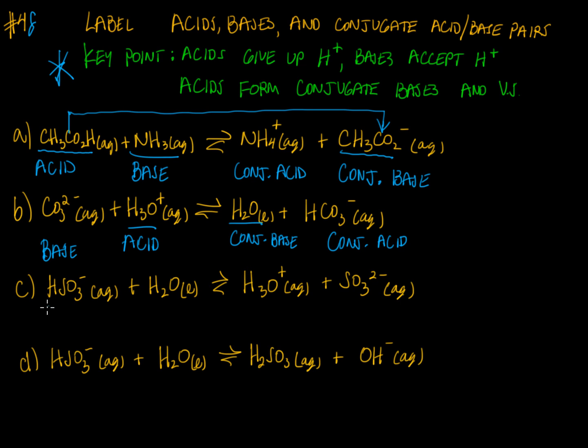Let's look at C. How do we know which of these is the acid? Well, we have to look at the right side of the equation to see who's giving up that H. And it looks like from this formula and this formula, there is one hydrogen difference and it's being lost, okay, as we move from left to right. So this formula here can be labeled as the acid, and immediately over here, this can be labeled as the conjugate base.